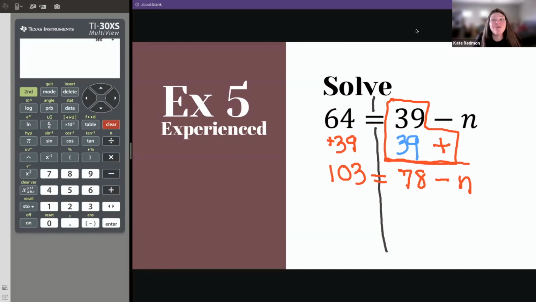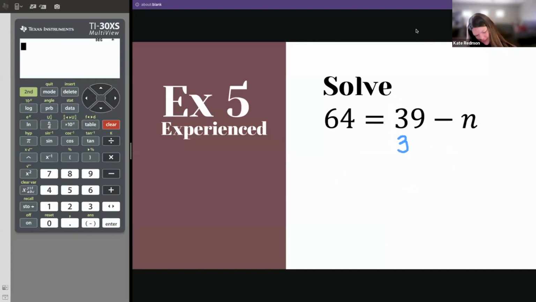However, I did not make my life any easier. Why? Because 39 did not cancel. 39 plus 39 is not 0. And so even though it was legal, it wasn't wise. It didn't achieve my goal. Let's think about this another way.